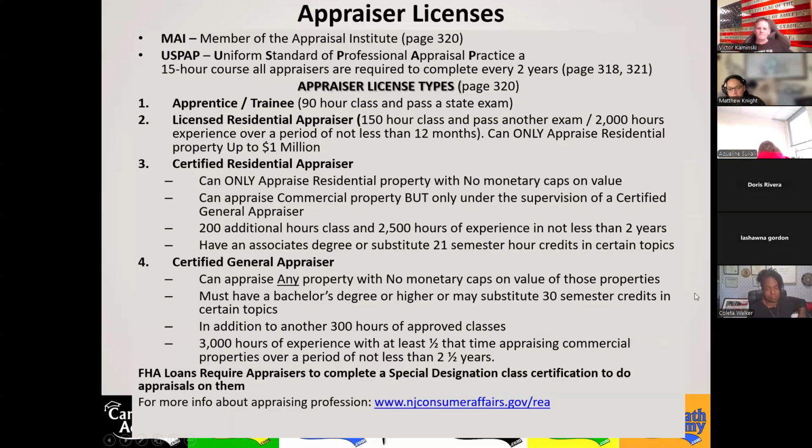Certified residential appraisers could only appraise residential properties with no dollar cap or limitation. They could do commercial appraisals only under the supervision of a certified general appraiser. A licensed residential appraiser can only appraise residential properties up to $1 million. And a certified general appraiser can appraise any property with no caps or limitations.